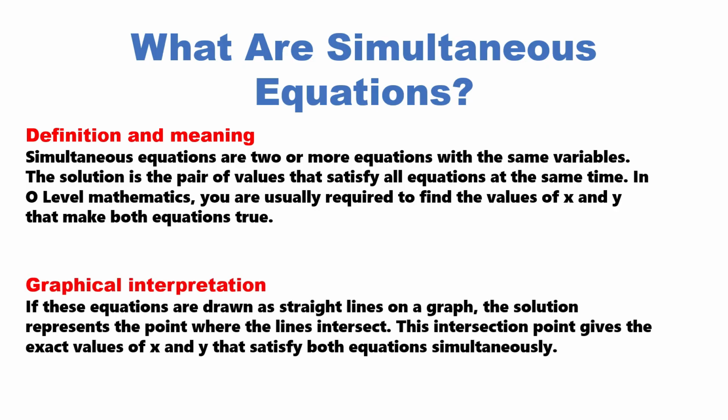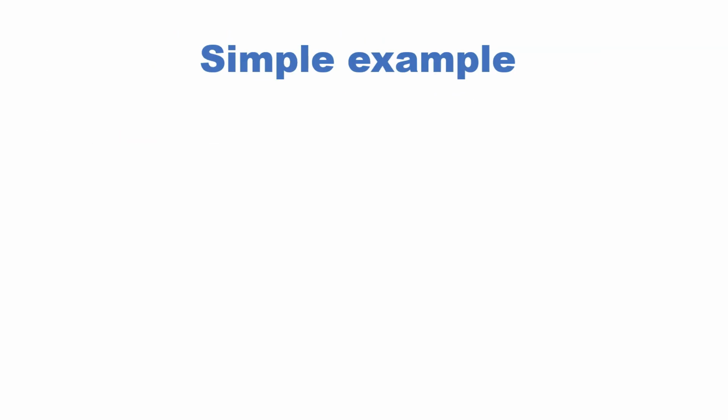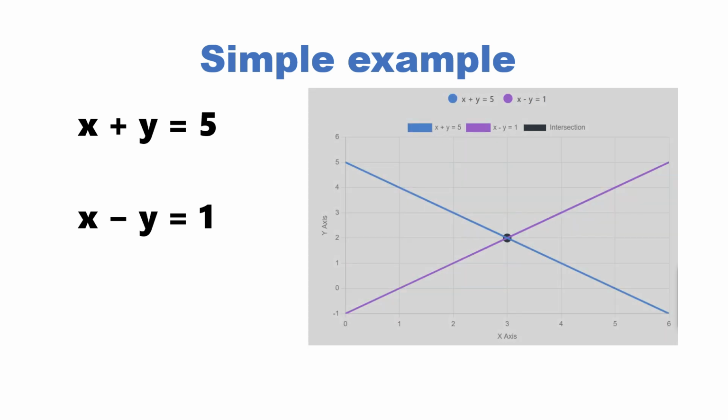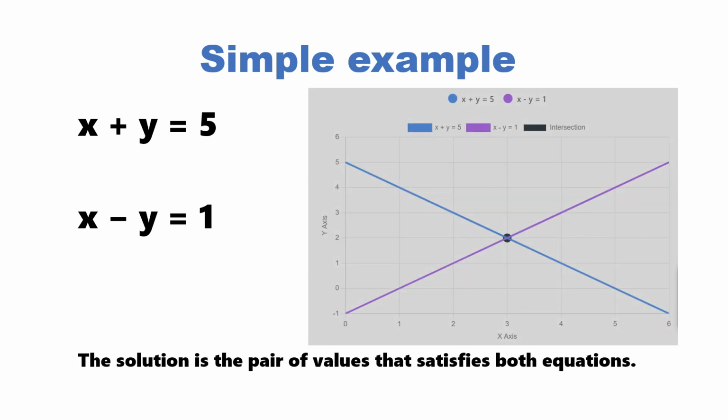Graphically, simultaneous equations can be represented as straight lines. The solution is the point where the two lines intersect. This point shows the values of the variables that satisfy both equations. For example, consider the equations x plus y equals 5 and x minus y equals 1. Later, we will learn how to solve equations like these step by step.